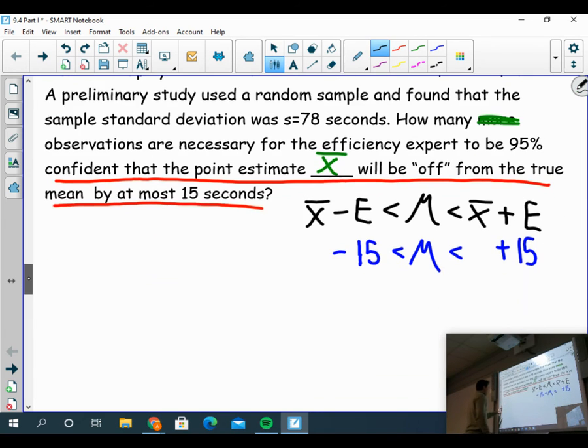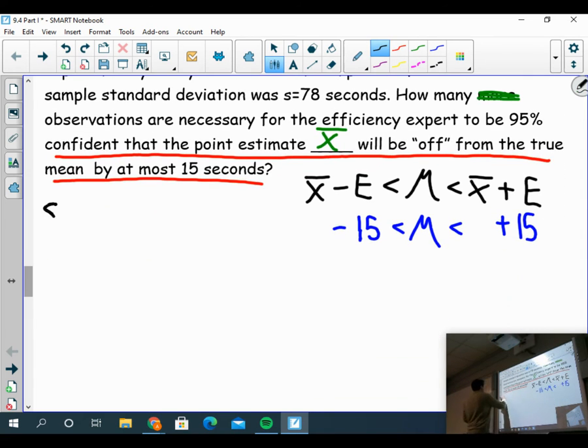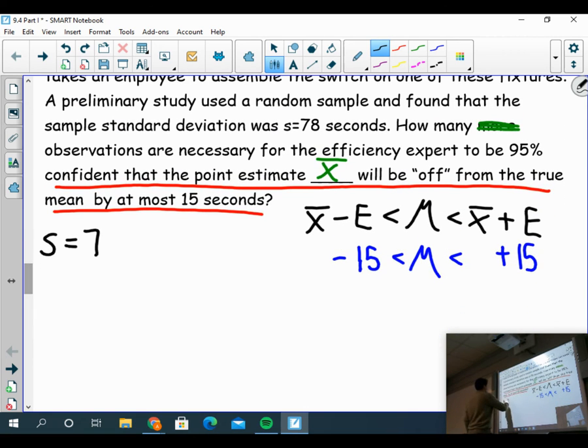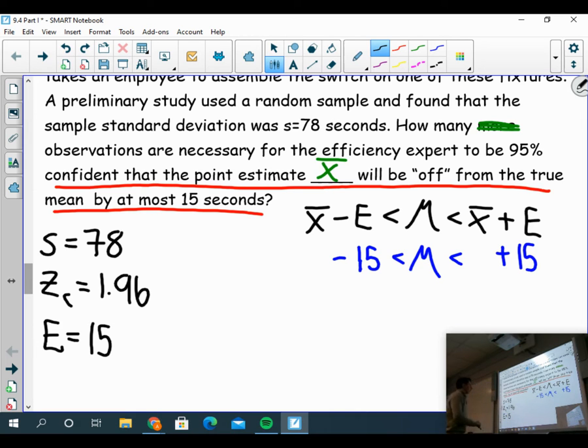Well, we know our sample standard deviation is 78. Again, pause the video and take a second to calculate your critical value for a 95% confidence level. You should have come up with 1.96. And we want our error to be no bigger than 15 seconds.